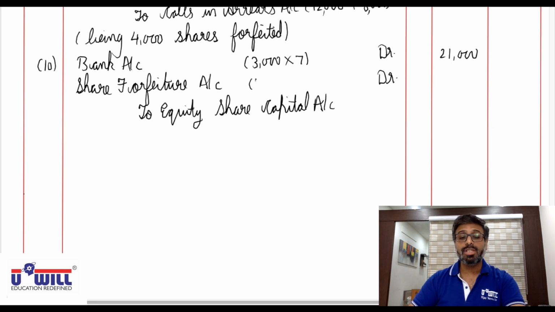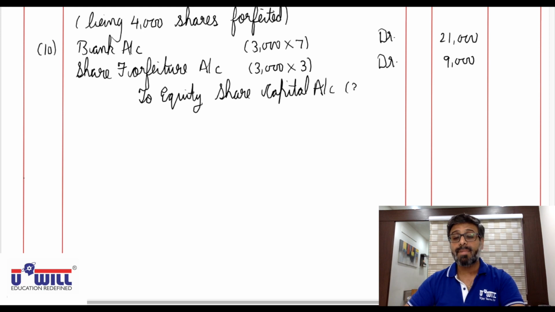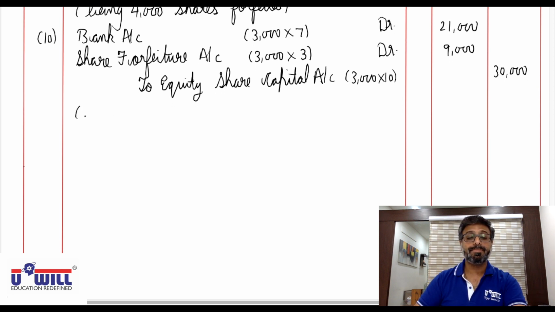Now share forfeiture with discount. So number of shares reissued 3,000. 7 rupees they are reissued means 3 rupees is the discount. So 3,000 into 3, 9,000. And share capital with 3,000, number of shares reissued into called up capital 10, that is 30,000. Being 3,000 shares reissued.